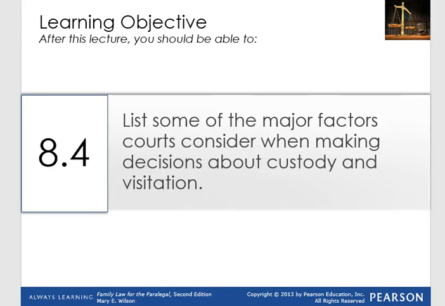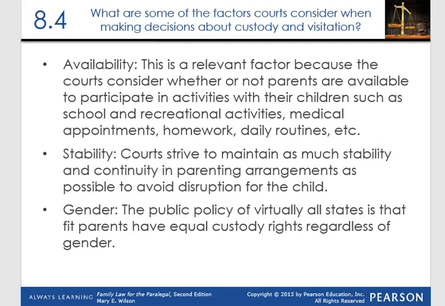List some of the major factors courts consider when making decisions about custody and visitation. Availability. This is a relevant factor because the courts consider whether or not parents are available to participate in activities with their children, such as school and recreational activities, medical appointments, homework, daily routines, etc. Stability. Courts strive to maintain as much stability and continuity in parenting arrangements as possible to avoid disruption for the child.